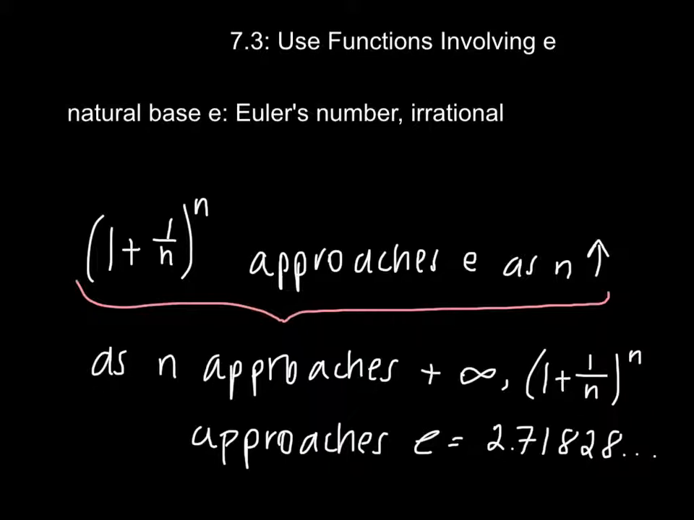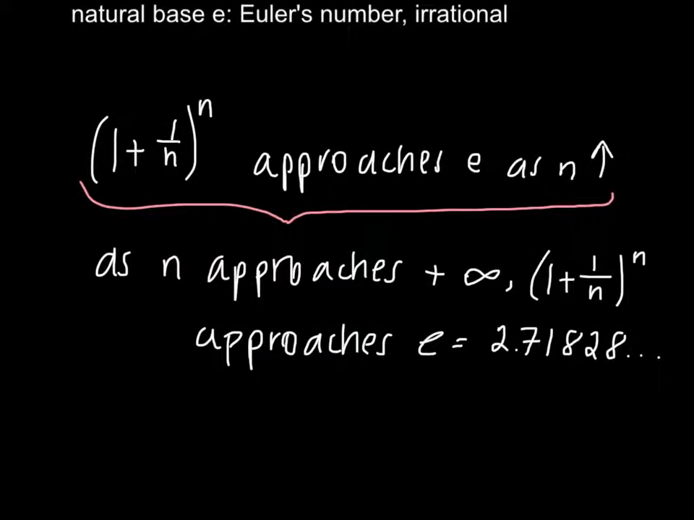which is the natural base, so also known as Euler's number. That's how you pronounce what looks like Euler. And it is irrational. So that's all we know about it. It's not very specifically defined until we use it in a formula. So we have 1 plus 1 over n raised to the n. And this number approaches e as n increases.